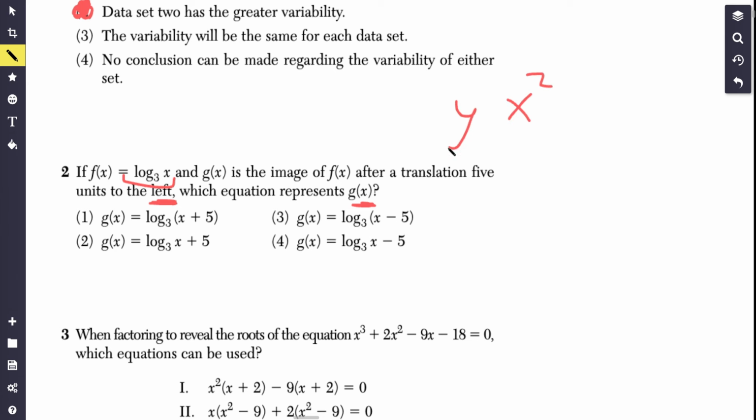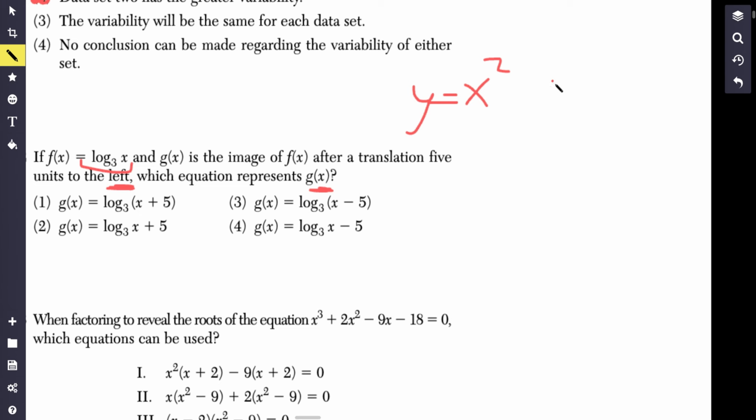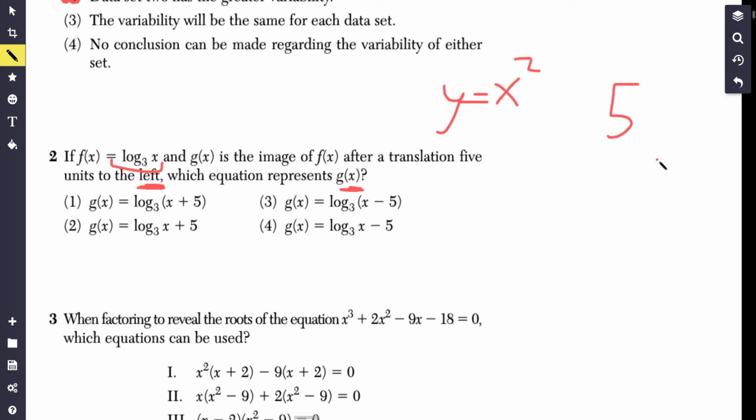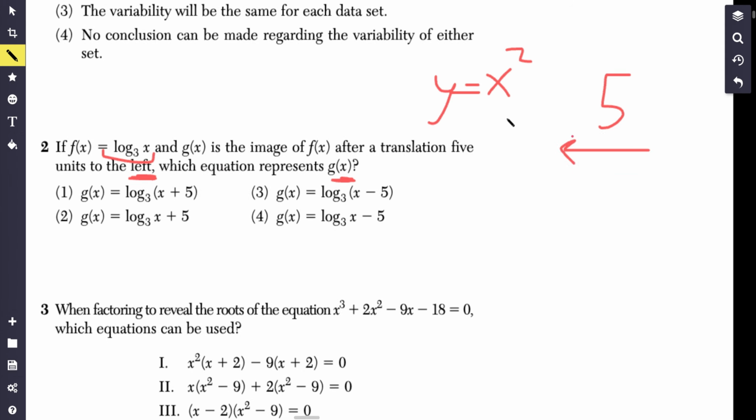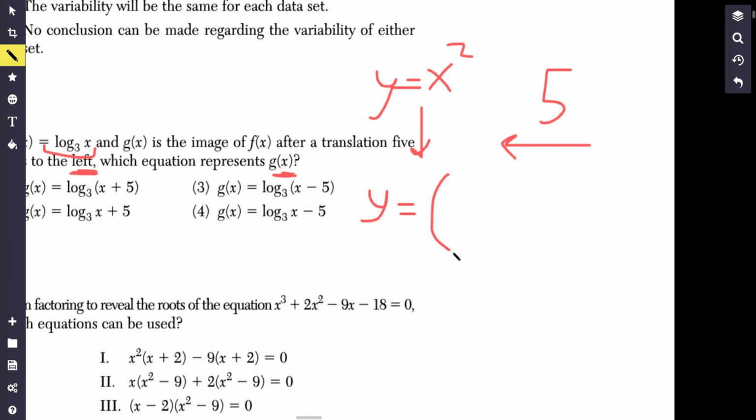Let's say we have the function y is equal to x squared, okay? Now, if I wanted to move this function 5 units to the left, my bad, I drew an arrow to the right. But if we wanted to move this graph 5 units to the left, the way you would do this is you would write it as y is equal to (x plus 5) to the second power, okay?